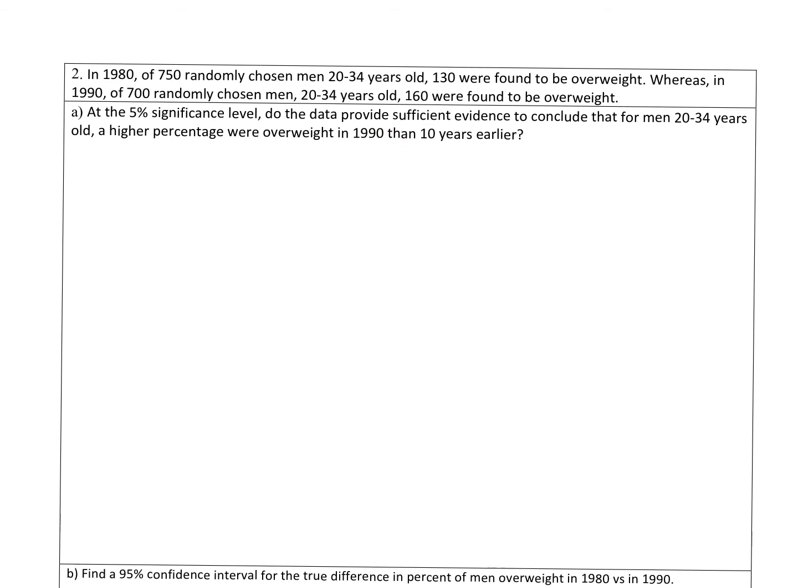This is a yes or no question. There are 2 samples, therefore this is a 2 proportion z-test. So let's look at our 2 proportions. Proportion 1 is equal to 130 out of 750, which is 0.17. And proportion 2 is equal to 160 out of 700, which is 0.23.